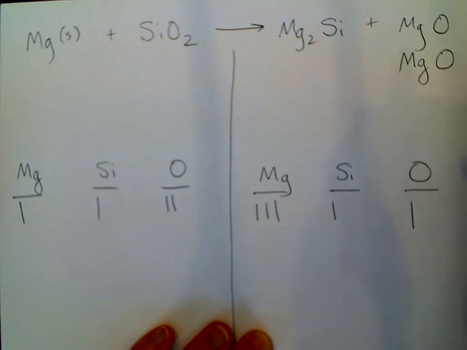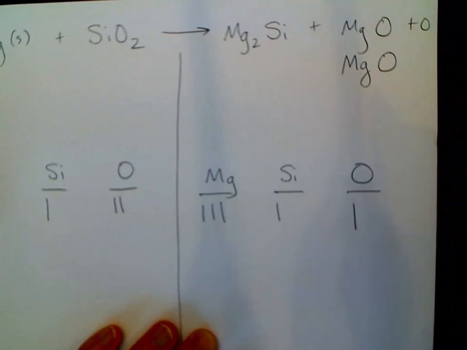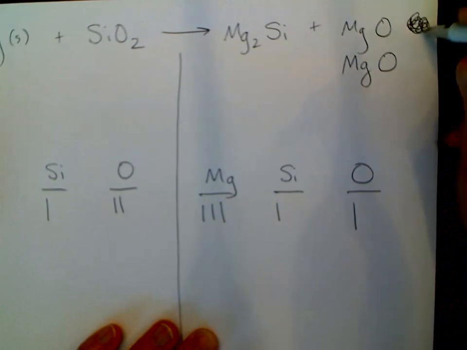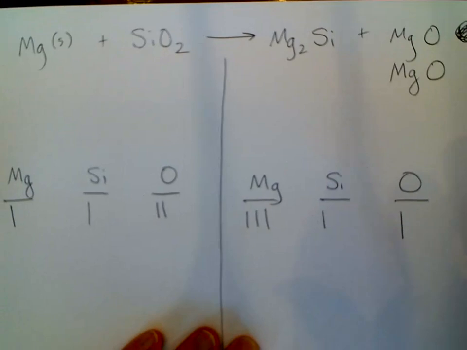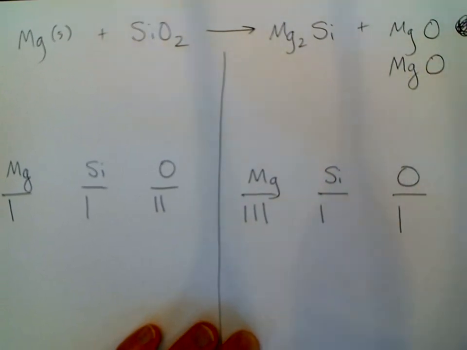I can't just add another oxygen atom to try to balance it. Why can't I do that? Because that's not what happens. You don't get free oxygen atoms in this particular reaction. But I can add magnesium oxide because that is a particular compound that's produced.